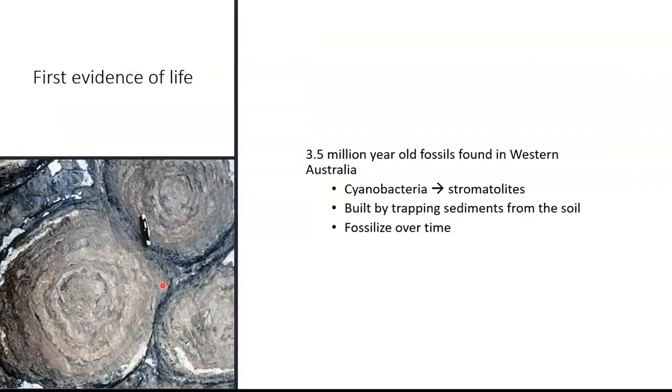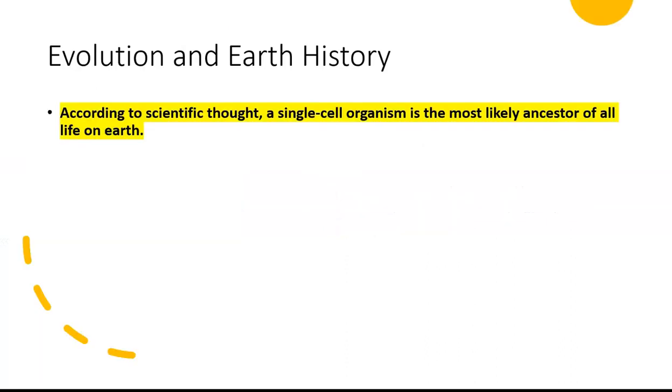The first evidence of life, scientists have discovered, is 3.5 million year old fossils found in Western Australia. They are cyanobacteria fossils, and they're called stromatolites, and they're built by trapping sediments from the soil, and over time they fossilize. So they're fossilized bacteria is what they are.